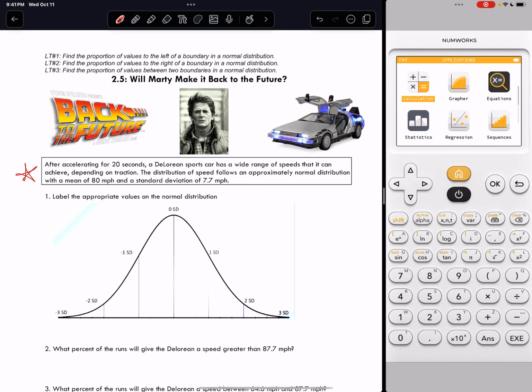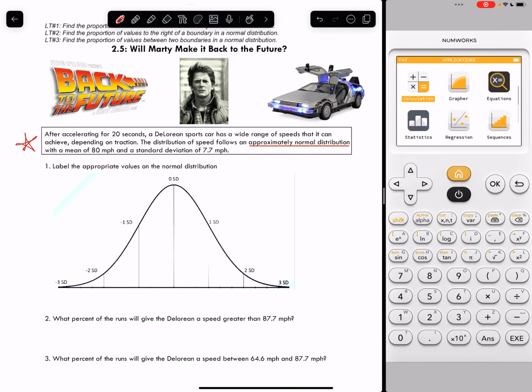Before our situation, we can see here, it says after accelerating for 20 seconds, a DeLorean sports car has a wide range of speeds that it can achieve depending on traction. The distribution of speed follows an approximately normal distribution, so again, that's key there, with a mean of 80 miles per hour and a standard deviation of 7.7 miles per hour. So question 1 says label the appropriate values on the normal distribution.